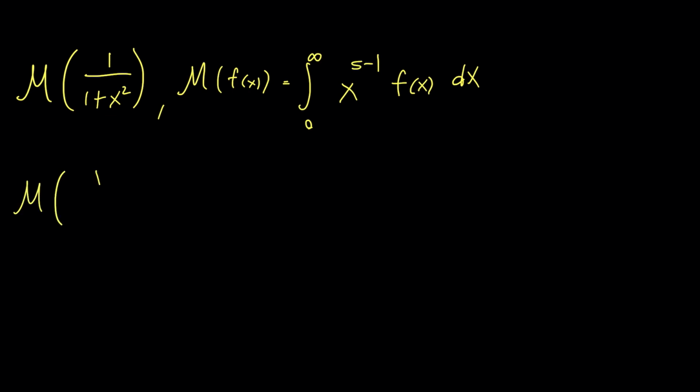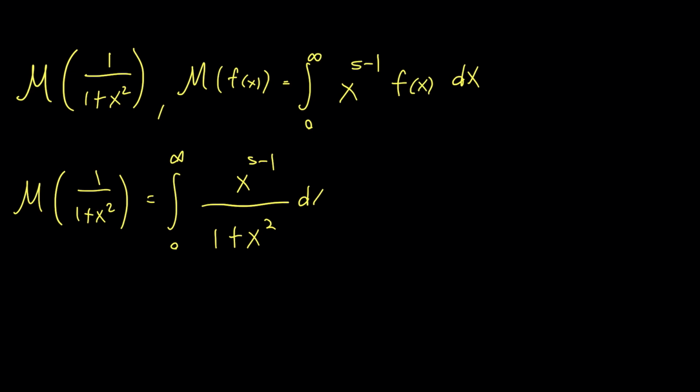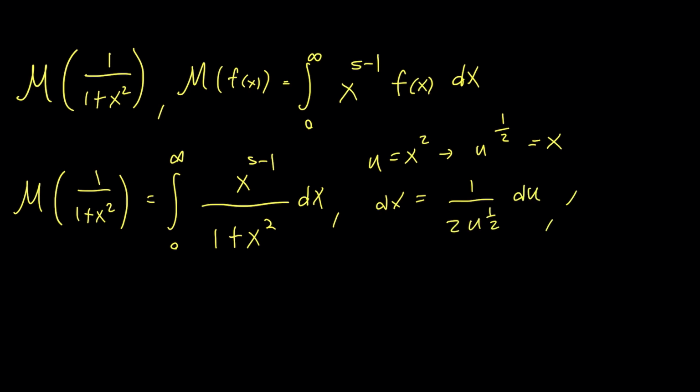So the Mellin transform of 1 over 1 plus x squared, following the definition, is the integral from 0 to infinity of x to the s minus 1 power divided by 1 plus x squared dx. From here, we could follow up with a substitution. So we could let u equal x squared, which means that u to the 1/2 is equal to x, which also means that dx is 1 over 2 u to the 1/2 du, and that x to the s minus 1 is u to the s minus 1 over 2, and that the bounds of integration don't change, it's still from 0 to infinity.